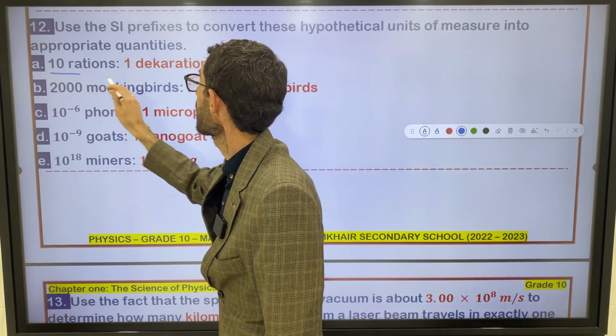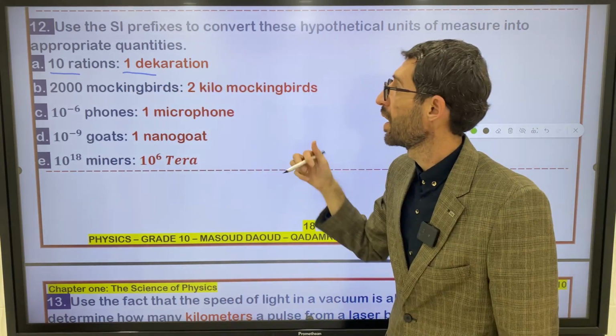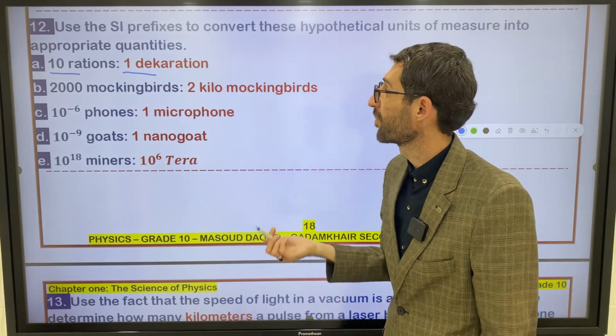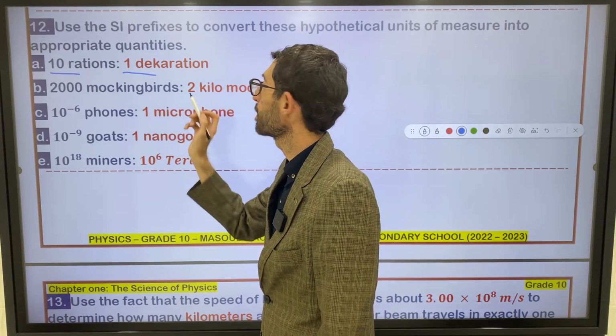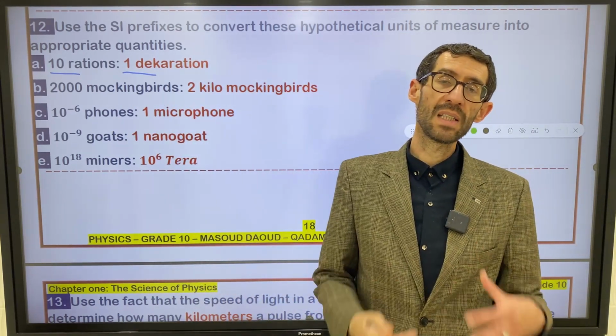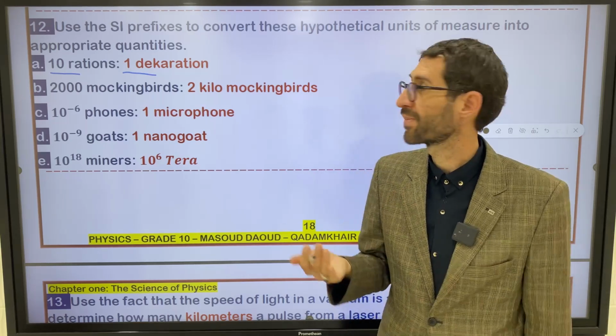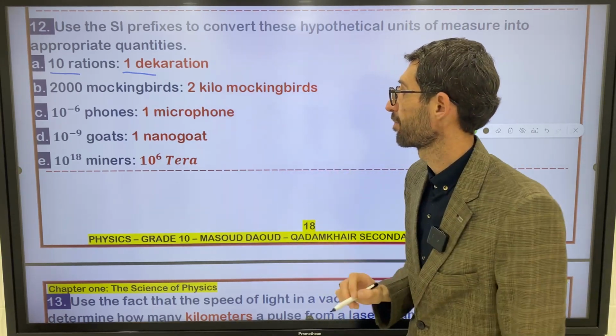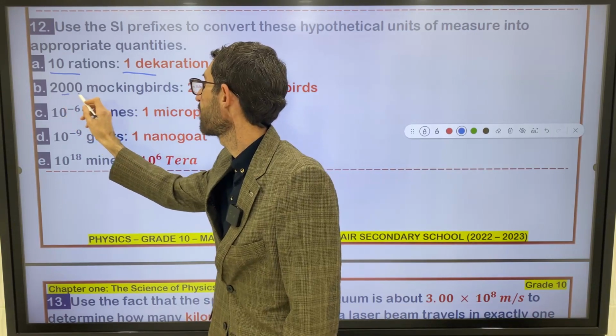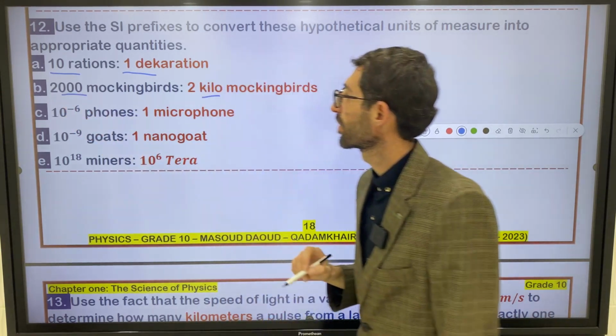So instead, I write 1 decaration. Let's move on to B. 2,000 mockingbirds. 1,000 means kilo, yeah? 2,000 means 2 kilo. 2 kilo mockingbirds. So instead of 1,000, I write kilo.